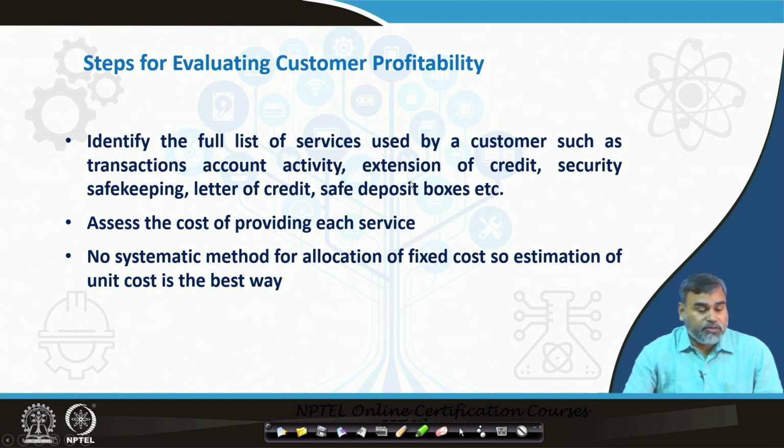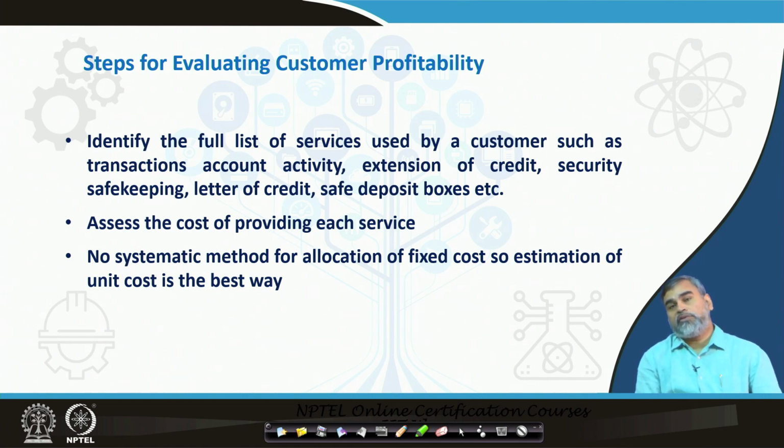So, what are the steps they will follow? Commercial banks generally follow this: identify the full list of services used by the customer, such as how the customer is using the account for transactions, account activity, extension of credit, that means loans, security safekeeping, letter of credit, and whether they are using the safe deposit boxes in the banks, whatever ways one customer is using the bank.